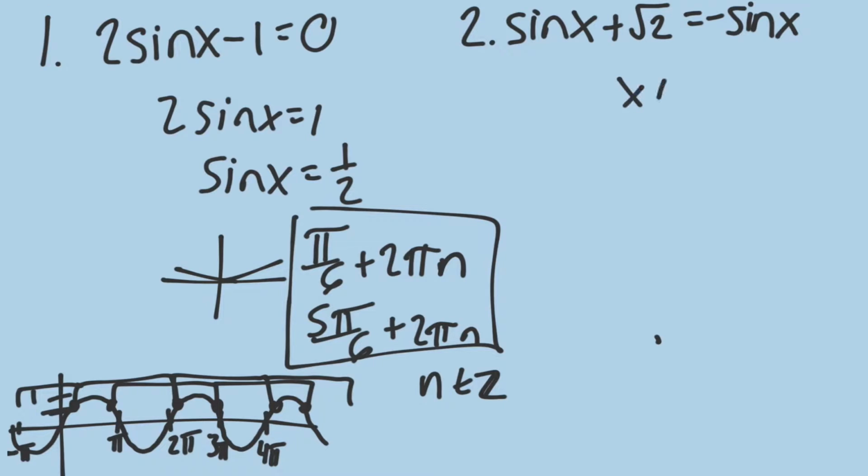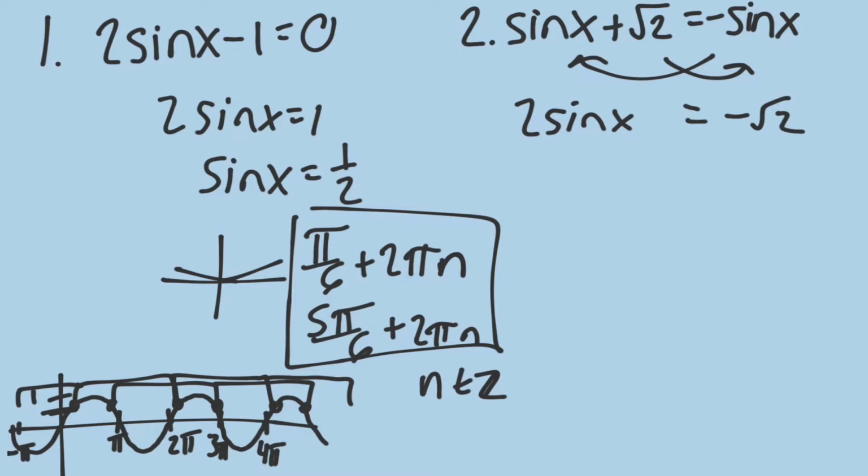This one is like x plus radical 2 equals negative x if we thought of it with just x's and not trig functions. So we'd want to combine like terms. Same here, we can add sine x to both sides. 1 sine x plus 1 sine x is 2 sine x. And then we could subtract radical 2 to the other side. And we want sine x by itself, so we can divide by 2.